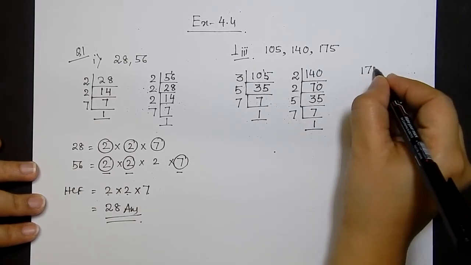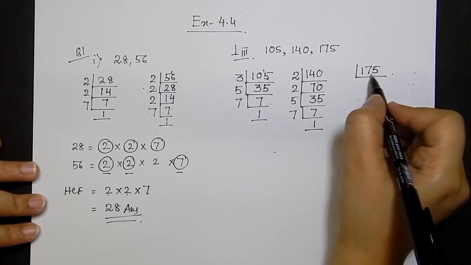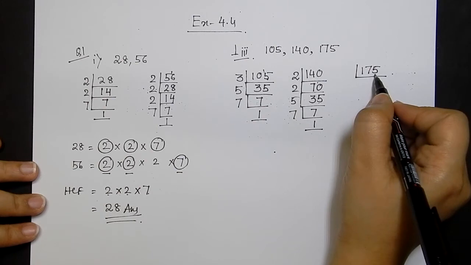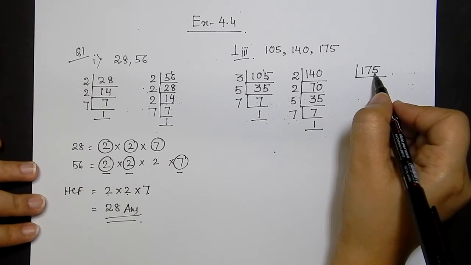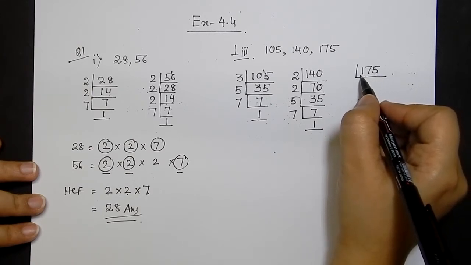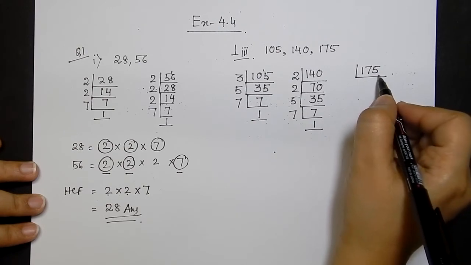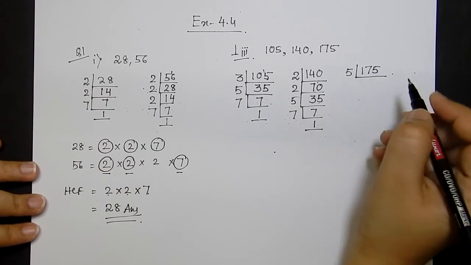And then 175, straight away I can start with 5. See, it is not divisible by 2 because it does not end with an even number. It is not divisible by 3 because the sum of the digits is not a multiple of 3. See, 5 plus 7 is 12, 12 and 1 is 13. 13 is not divisible by 3, so we cannot use 3. It is not divisible by 4 also, so my first choice will be 5.